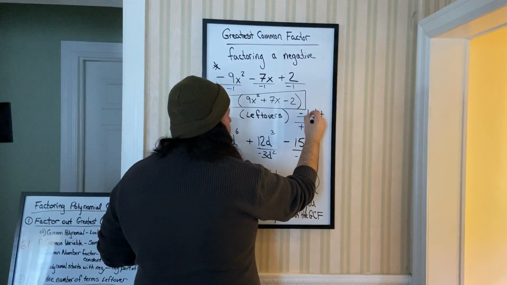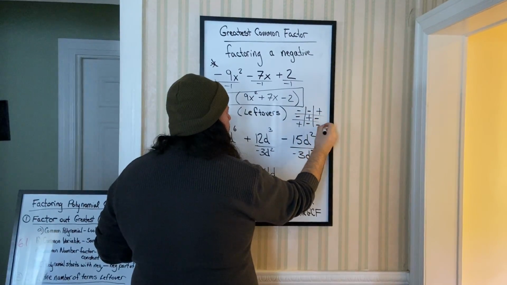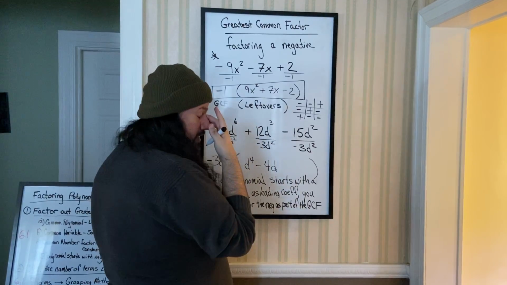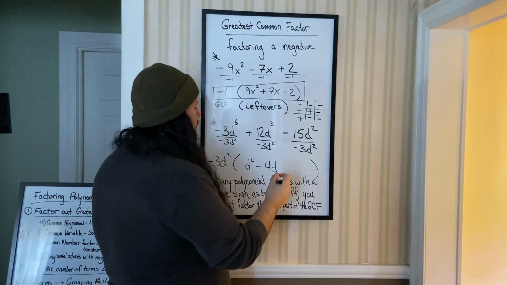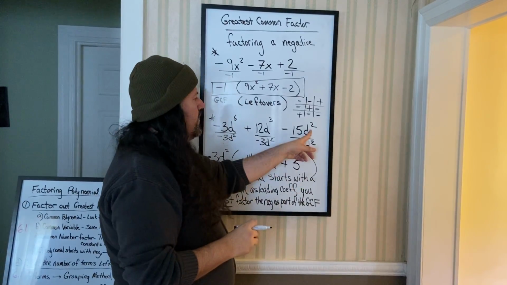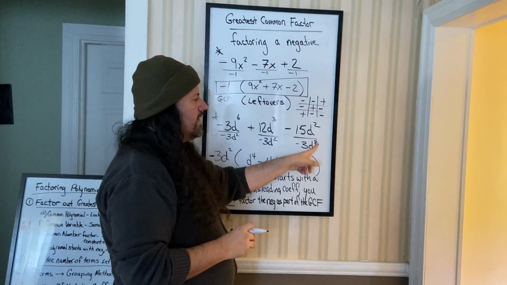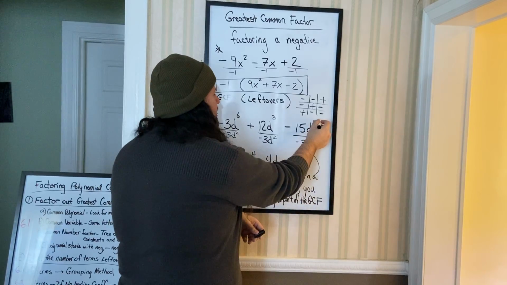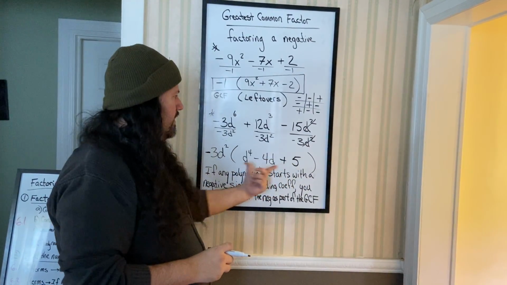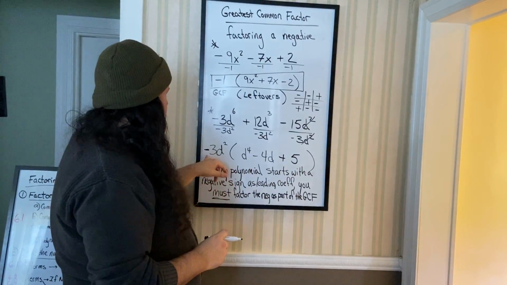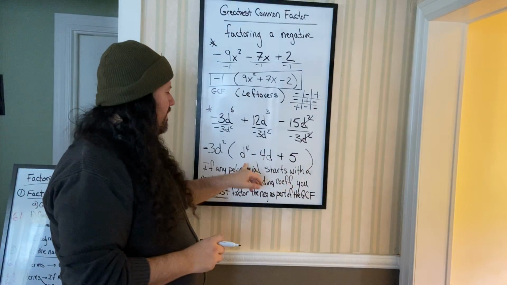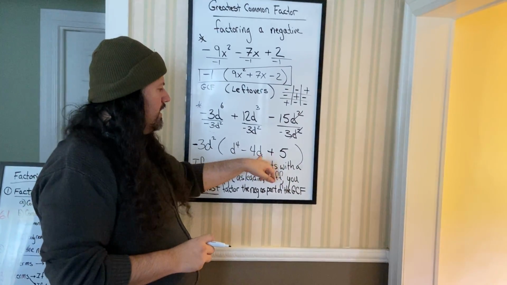We're doing division, so you remember that a negative divided by a negative, we're going to get a positive answer. So we're going to get a plus 5, and then remember, d squared over d squared. If there's a tie, no more d's in this term. So our final answer, when you take out the GCF, is going to be negative 3d squared, and then the leftovers in parentheses, d to the 4th minus 4d plus 5.